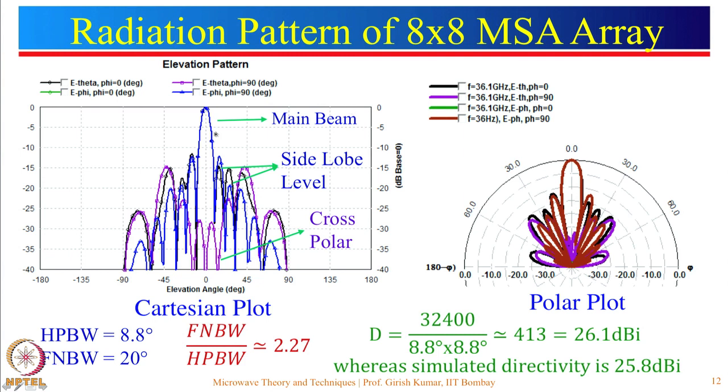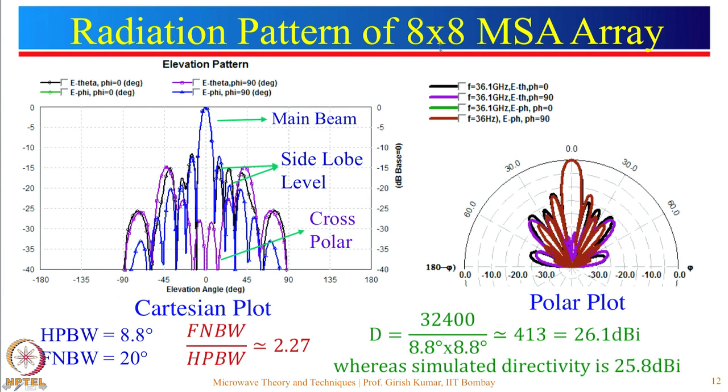So from 0 dB, you can see there is a variation over here. This is the main lobe, these are the side lobes, and this one here is the cross polar component. Generally speaking, we would prefer the cross polar component to be as small as possible, and you can see that along the main beam direction, the cross polar level is very, very small.